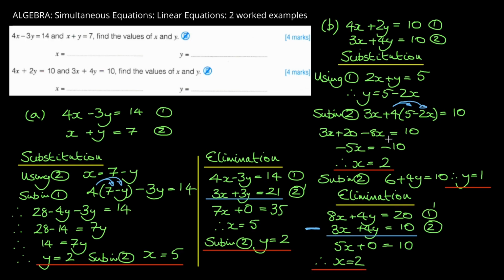And it matches what we got through the substitution method. The rest of the process is exactly the same as above. I can say that, therefore, y is equal to 1. And there's the other answer. Again, just look at what I've had to write for the substitution method and compare that with what I've had to write with the elimination method.